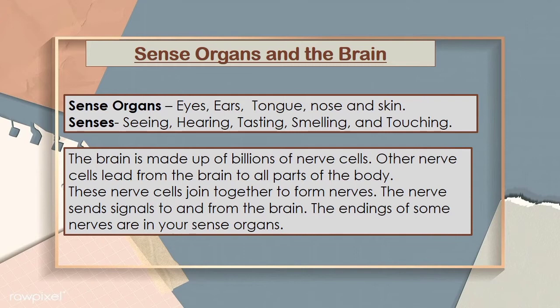The brain is made up of billions of nerve cells. Other nerve cells lead from the brain to all parts of the body. These nerve cells join together to form nerves. The nerve sends signals to and from the brain. The endings of some nerves are in your sense organs.